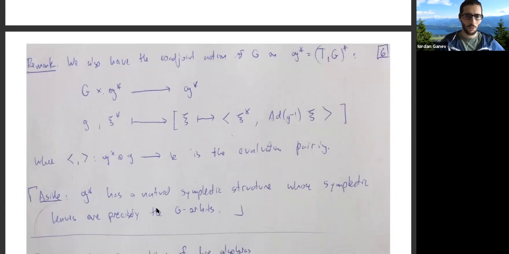What the dual of the Lie algebra has that the Lie algebra does not have is a symplectic structure, and the symplectic leaves are exactly these co-adjoint orbits for the G action. So that's just an aside for those of you who are interested in symplectic geometry.